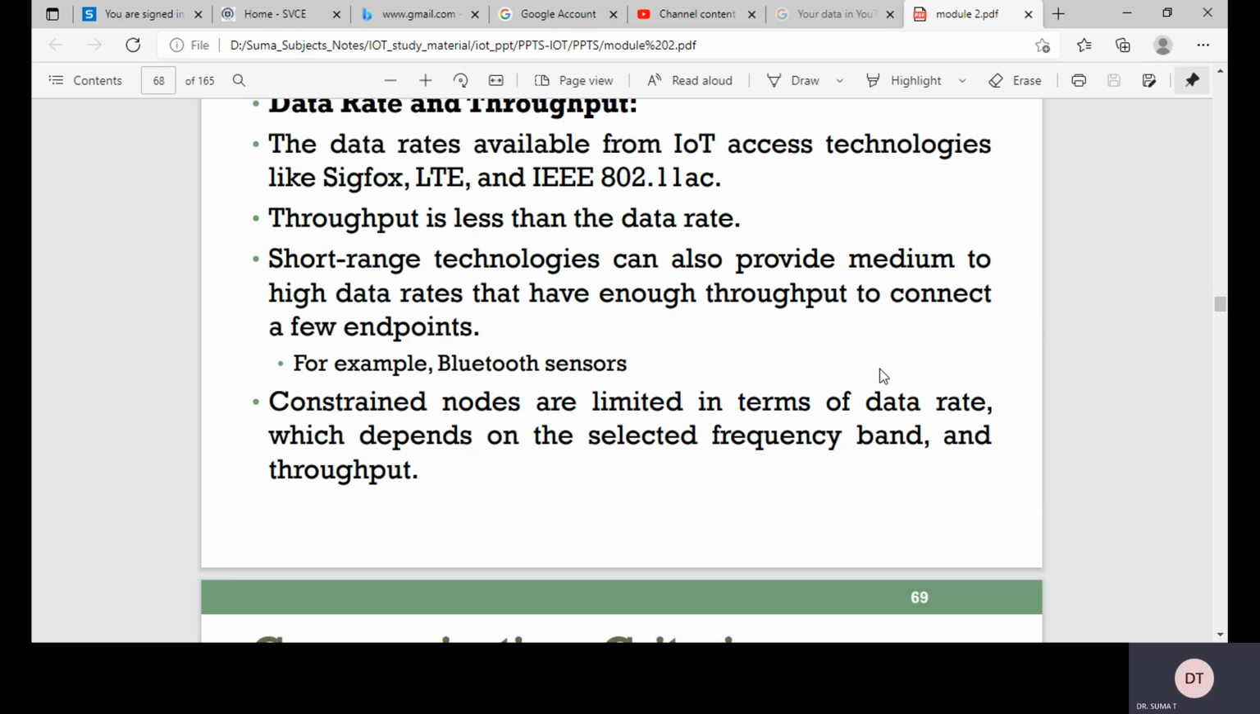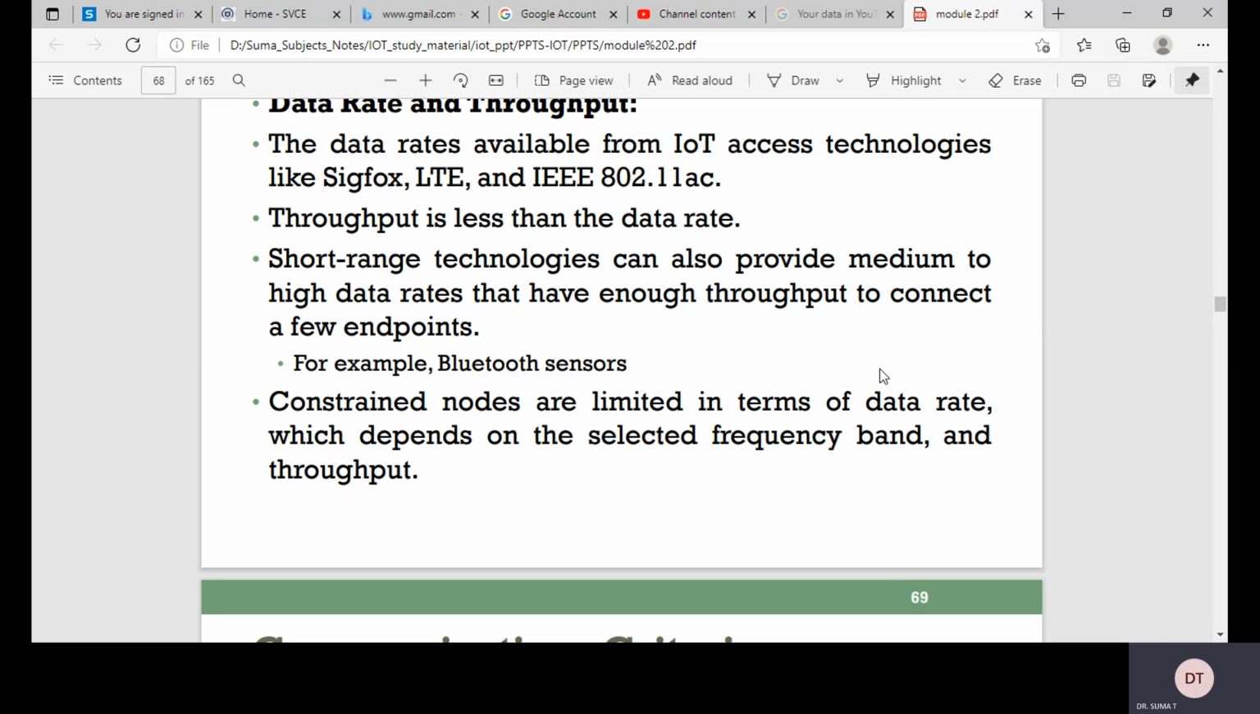Because these types of IoT endpoints are not constrained in terms of computing or network bandwidth, the design guidelines tend to focus on application requirements such as latency and determinism. Latency and determinism are discussed in more detail later. Short range technologies can also provide medium or high data rates that have enough throughput to connect a few endpoints. For example, Bluetooth sensors that are now appearing on connected wearables fall into this category.